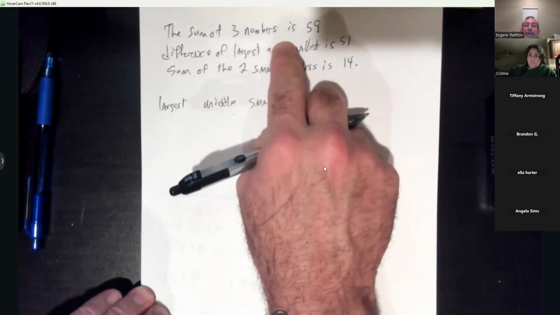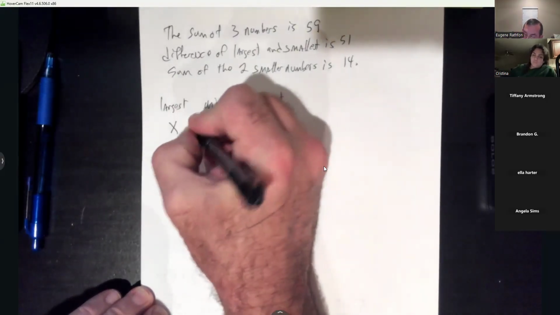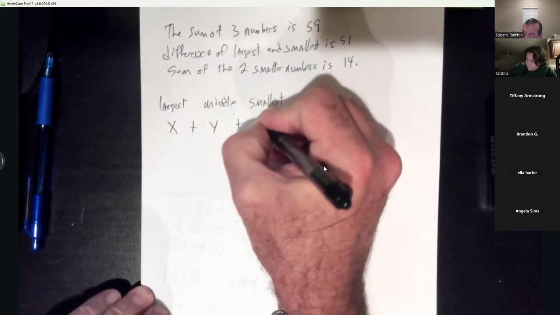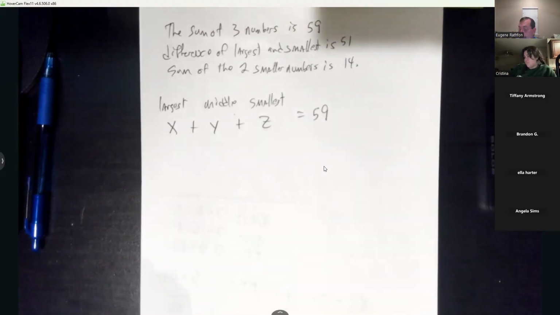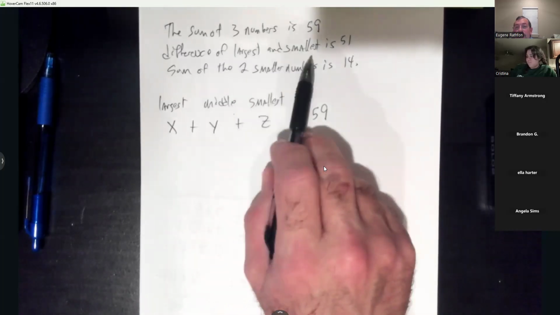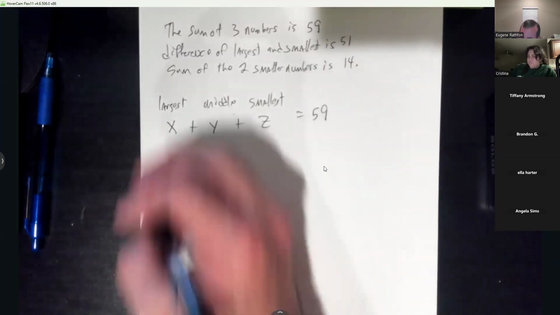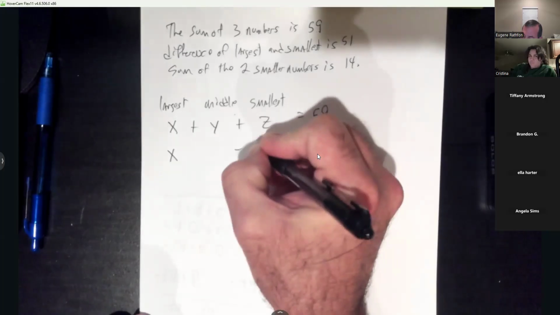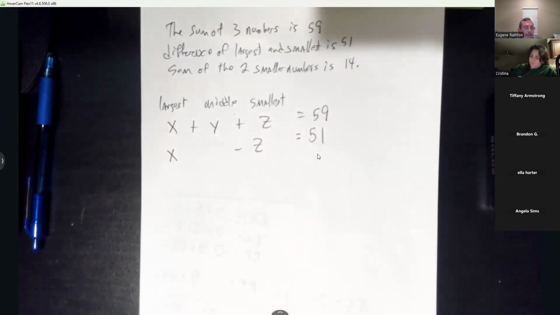So the sum of three numbers is 59. So that is X plus Y plus Z equals 59. The trick is, what will you put for the difference of the largest and smallest is 51? Good job. X minus Z equals 51. And then Charles, how about the sum of the two smaller numbers is 14?